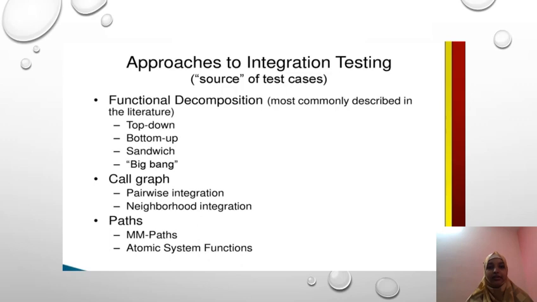Approaches to integration testing involve functional decomposition, call graph and paths. The functional decomposition involves top-down, bottom-up, sandwich and Big Bang. Call graph involves pairwise integration and neighborhood integration, and paths involves paths and atomic system functions.